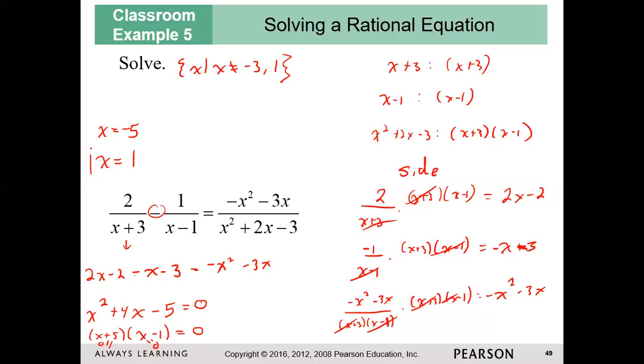But this guy right here is on my list of things that x cannot be equal to. So it felt like we got two solutions here because we had a quadratic, but this is a false solution, and x equals negative 5 is our only solution to this equation.